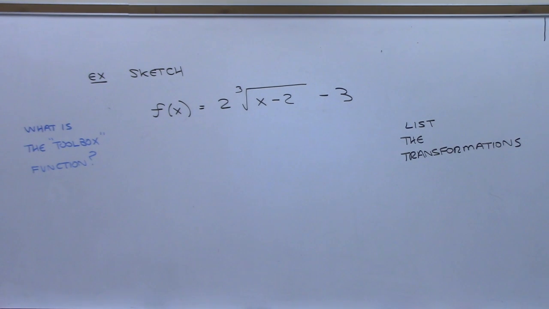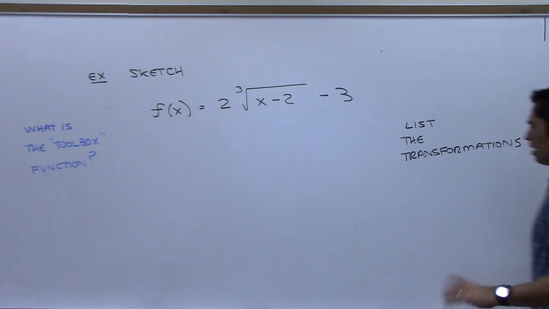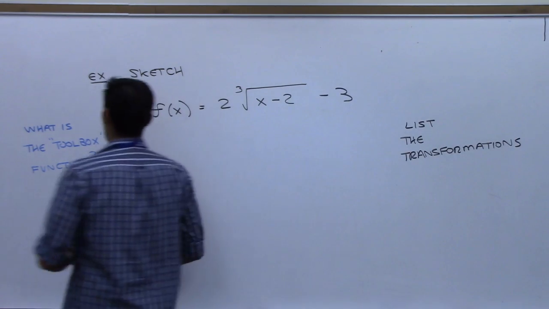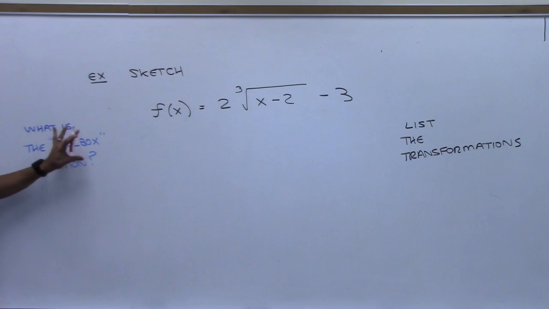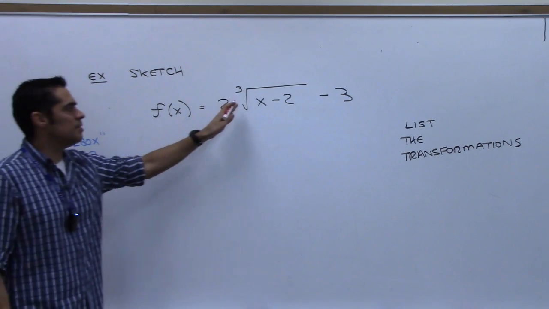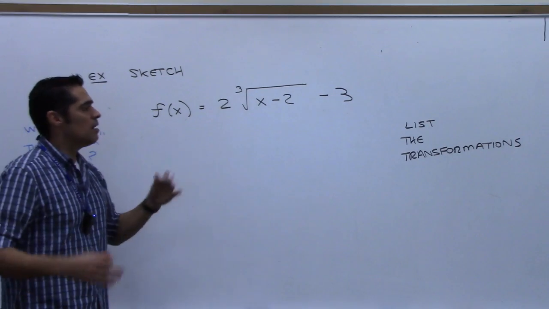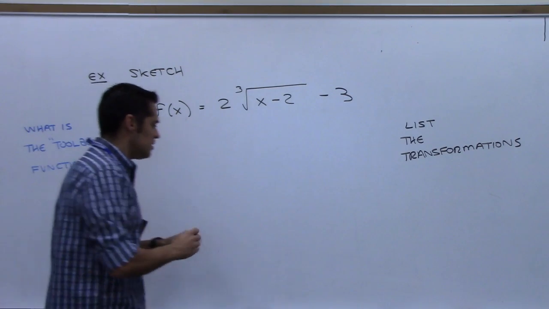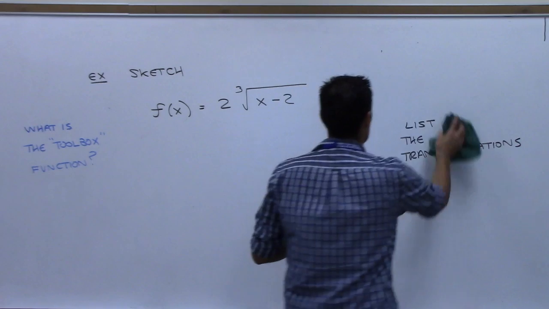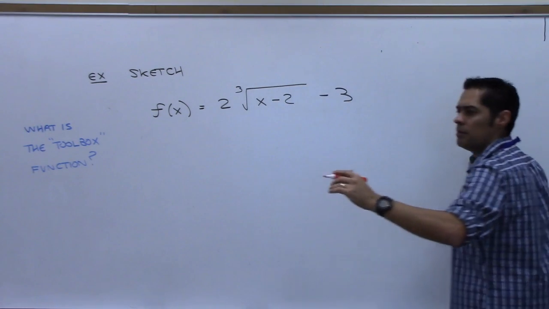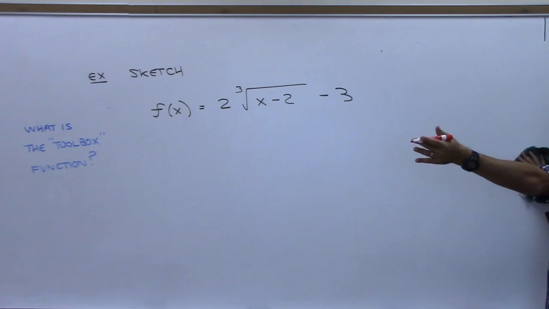I think most of you are getting it. So let's talk about these transformations. First of all, what's the toolbox function? Everyone has to recognize this is the cube root function, which we know what that looks like, right? It's just a matter of all the different things. So let's list them out. Let's have a volunteer. Go ahead. Give me one of the transformations.